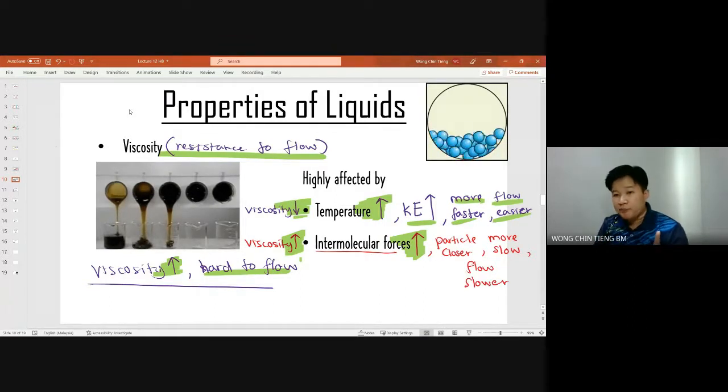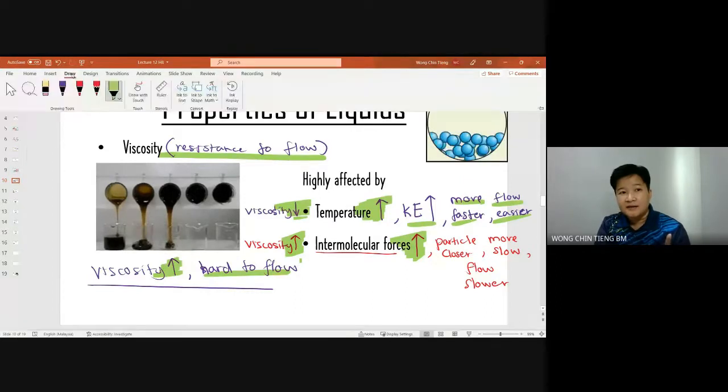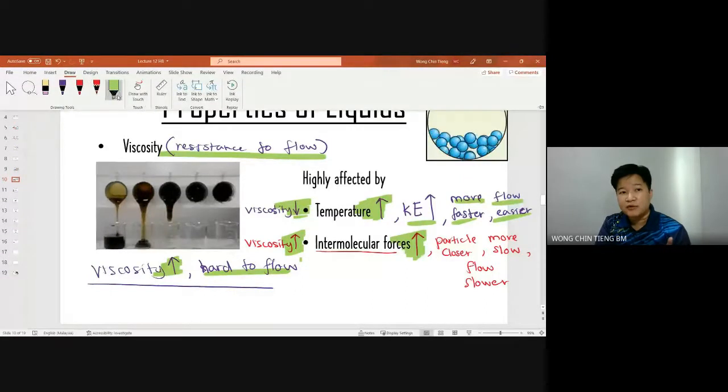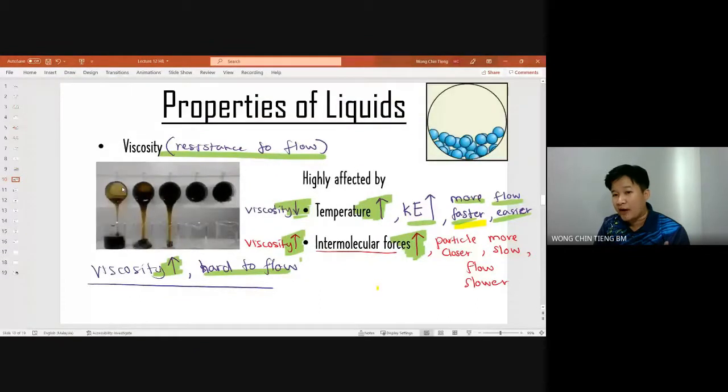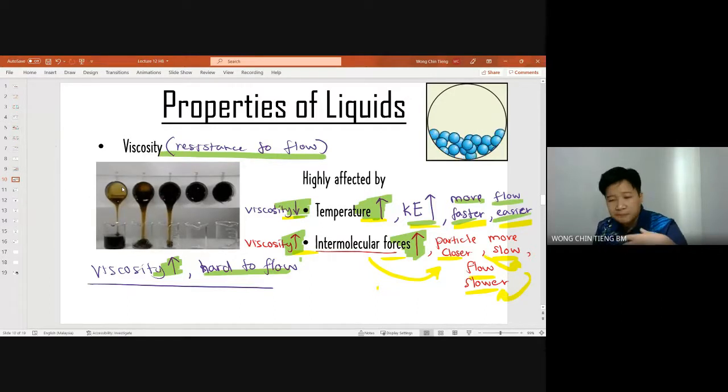And key point yang Miss Wong bagi kat sini, sayang. All the key point that I give to you is the key point that you use in your sentence during your exam. Saya tak bagi ayat penuh, tapi keyword ni adalah keyword yang kamu kena ada. Intermolecular forces will lead to the particle is closer, will lead to the particle move slower. Therefore, it will flow slower. Bila dia mengalir dengan lambat, viscosity tinggi. Nampak? Boleh? Senang? Tu je, property of liquid.